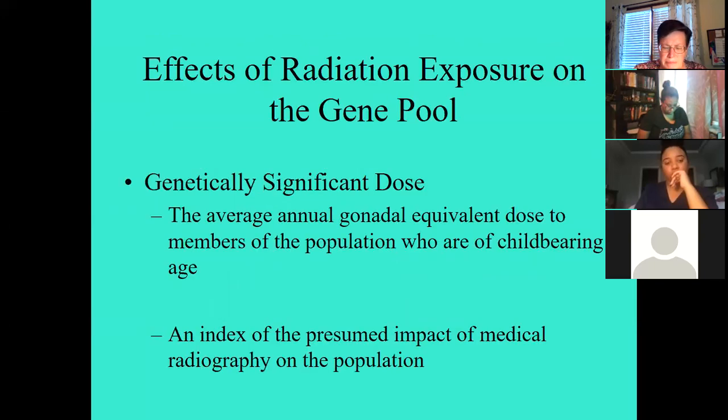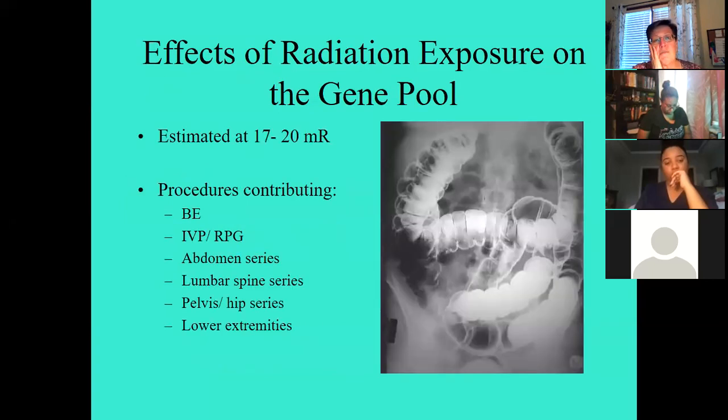There's another concept that's called the genetically significant dose. And the genetically significant dose really was trying to determine what is the effect of medical exposure on people who are childbearing age in terms of genetic impact. You know, what dose of radiation would individuals who are childbearing age have to receive in order to have an impact on the mutation rate? It is an estimation, and what they have determined is that it's estimated at 17 to 20 mR.